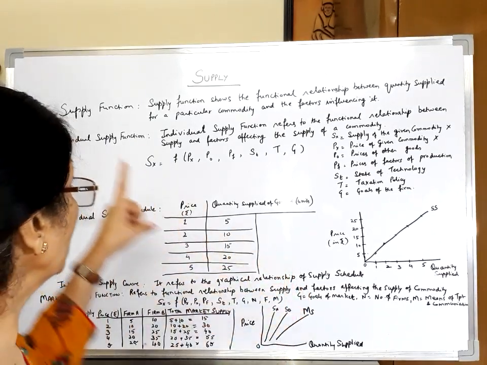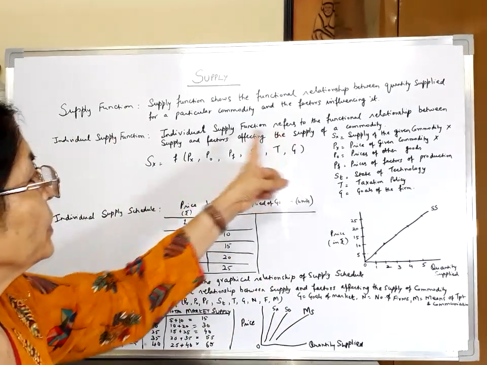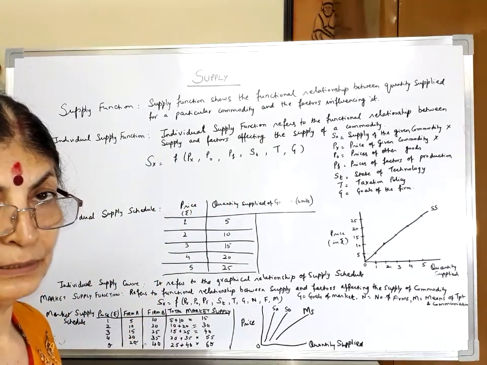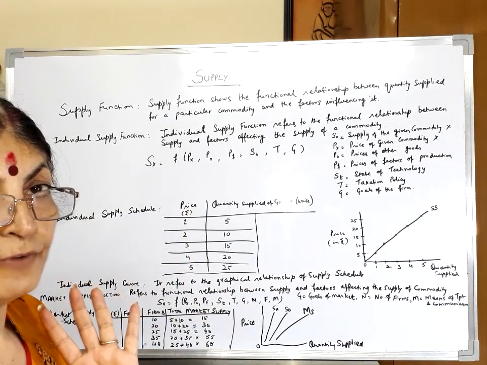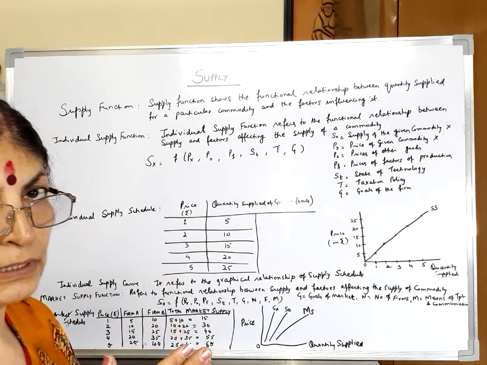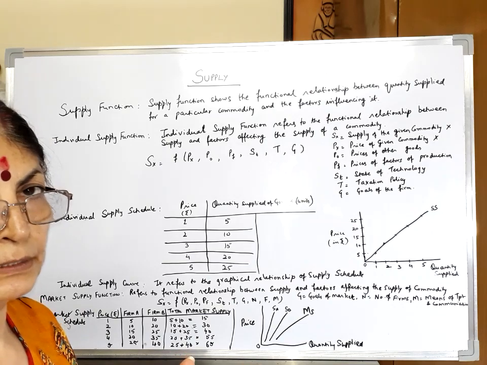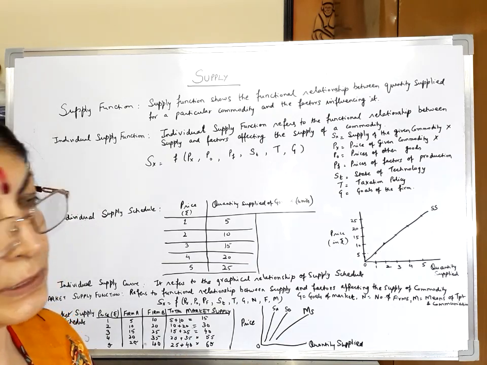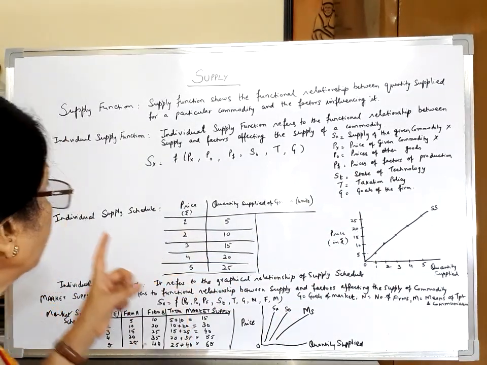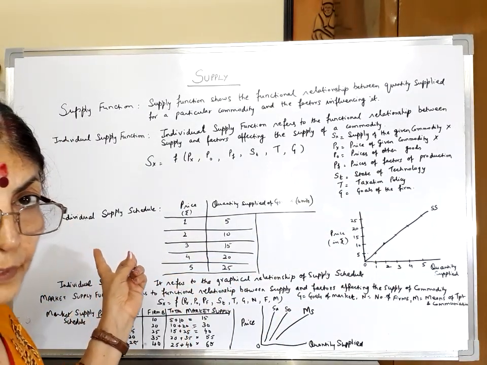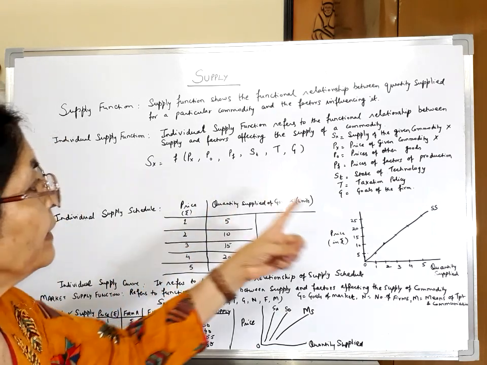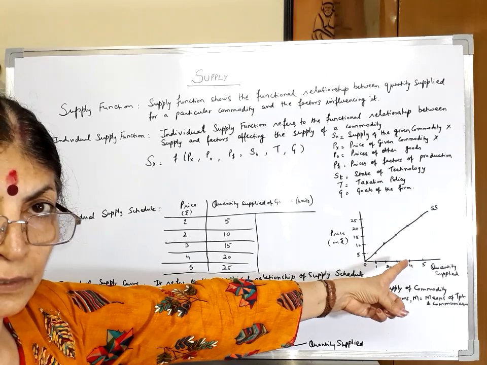With respect to the individual supply function, we are just talking about commodity X, but that does not mean that only one factor has to be taken into account. In order to produce any commodity, a large number of factors have to be taken alongside, and we have mentioned all these factors here. Then to explain it further, we have the individual supply schedule and the individual supply curve.